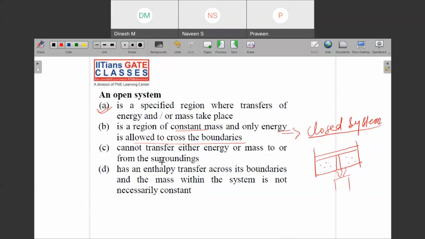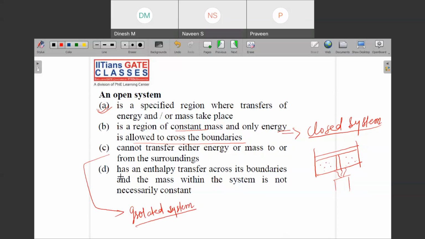So this is okay. The third one, cannot transfer either energy or mass. So this is talking about whom? This is talking about an isolated system. See, the questions from thermodynamics are always very basic ones, but the only thing is you need to mind the words. Here, it is only the words game they are playing against us.